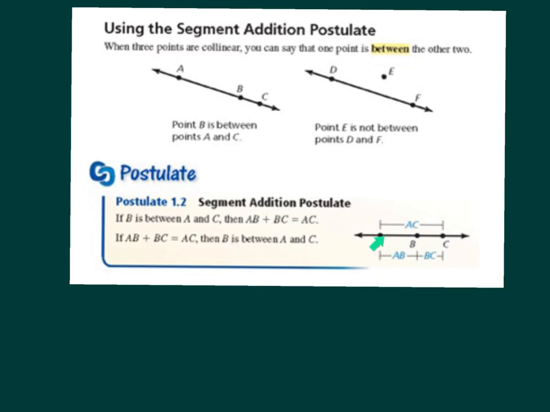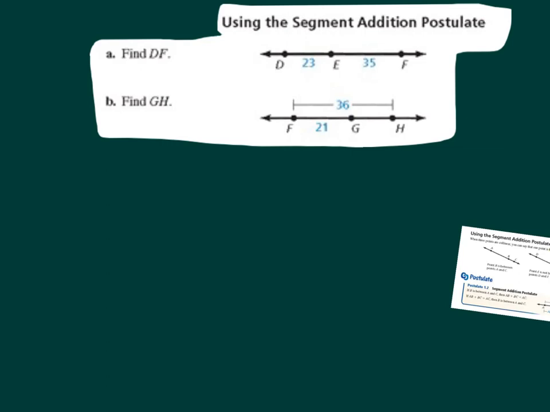So if you look at this example over here, if you take AB and then BC, this measurement plus this measurement will give you the whole measurement. So if AB plus BC equals AC, then B is between A and C. So I'll give you an example of that now. So here are a few examples for you. If you want to pause and try it on your own, you can pause now, or I'll walk you through it step by step. So if you look at this, we have find DF.